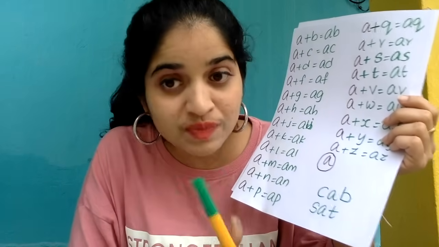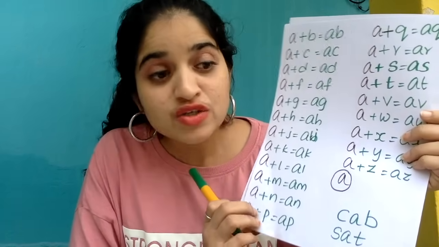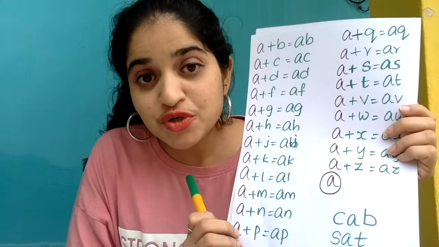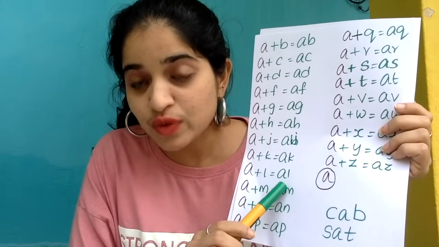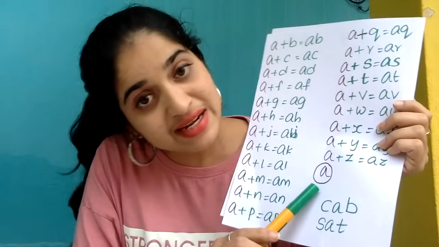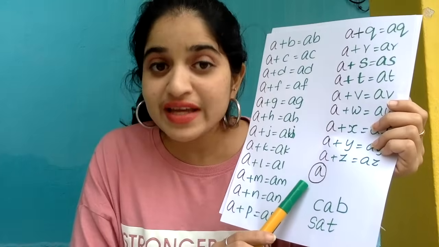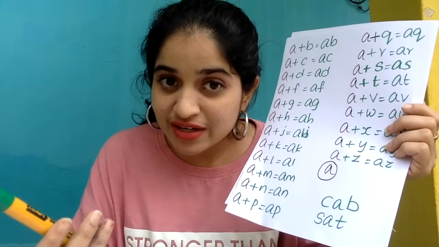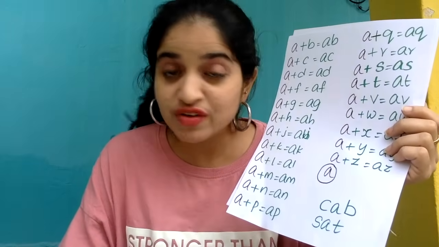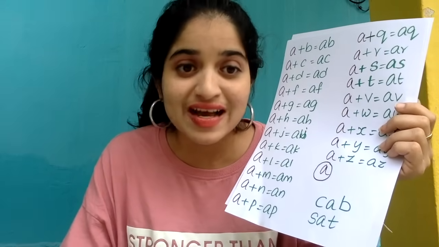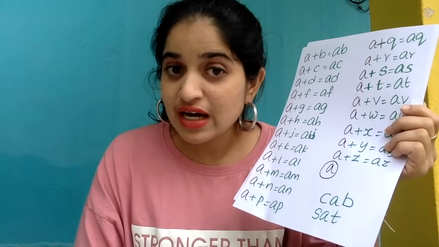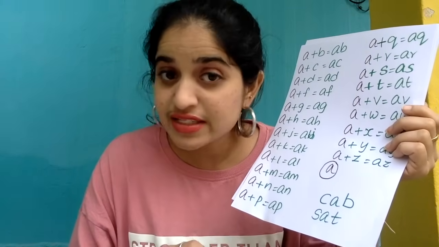Okay. So hope this class is really helpful for you. Make sure the child is able to blend the vowel consonant with letter A first. In my next class, I'll come up with the letter E.